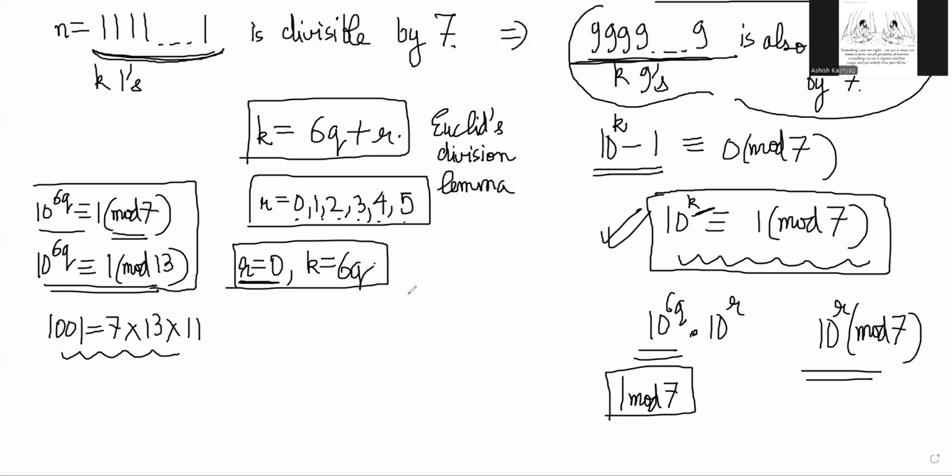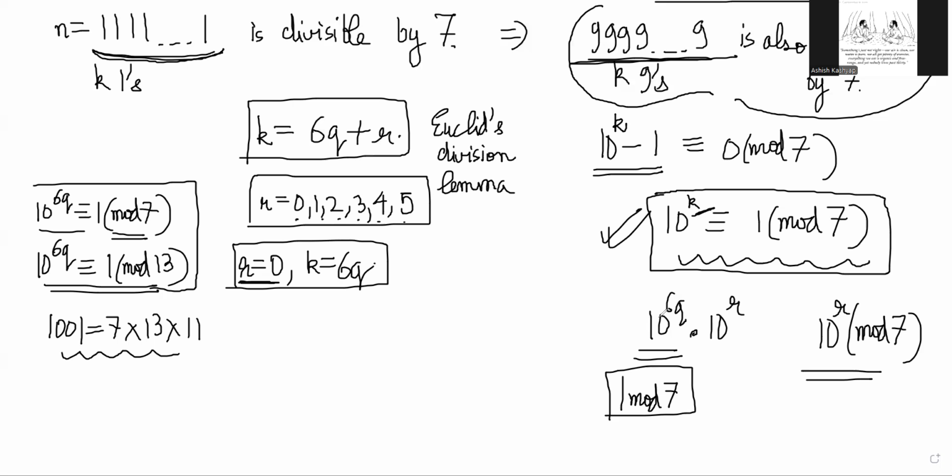We are close to the solution. Just the last step is not clear to me right now. One second. If we write k as 6q plus r, what are we getting from there? We are getting 10 power 6q plus r and 10 power r.